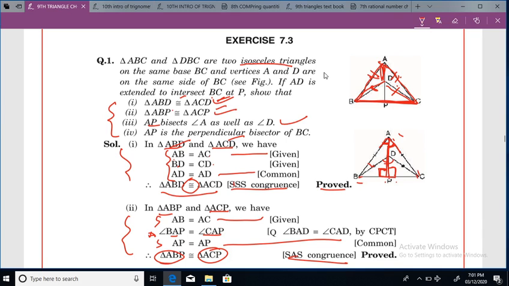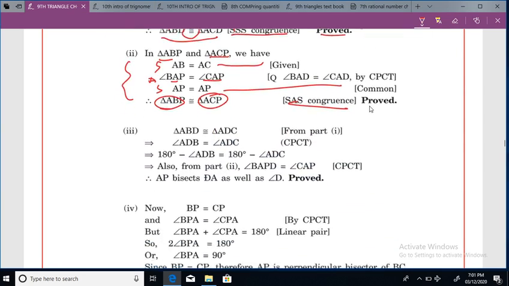AP is equal to the common side. It means the third one is BP equal to BC. BP equal to BC means what? AP is the perpendicular bisector of BC. Bisector means BP is equal to AC. Okay, so hence the first one is proved.